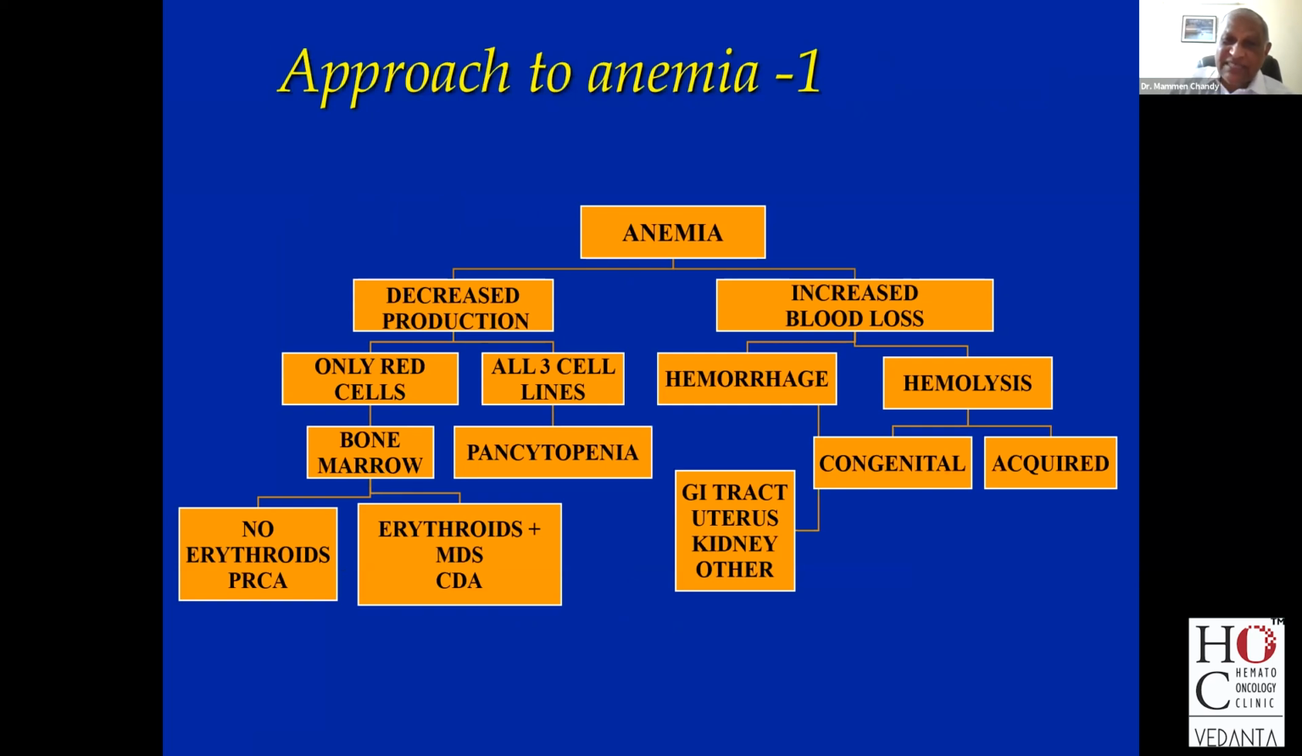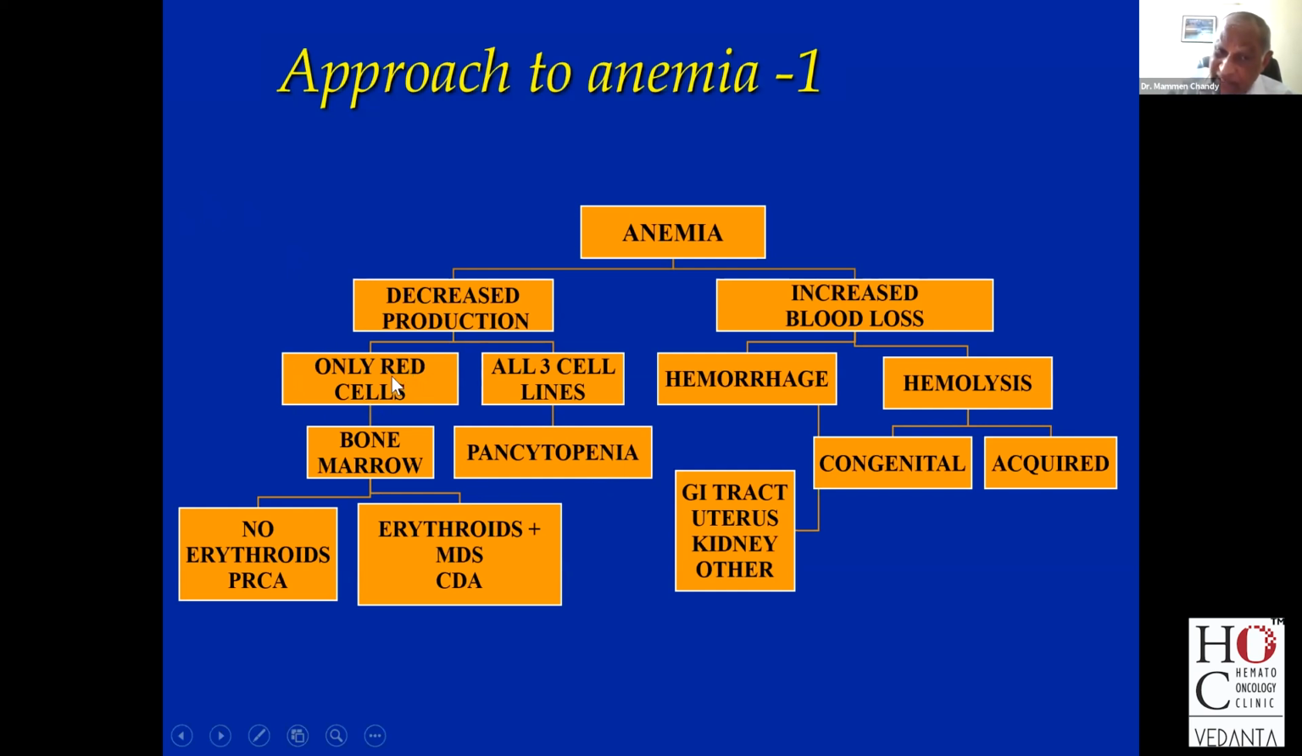Now this cartoon explains everything. A person with anemia, is it decreased production, increased loss? If it's increased loss, is it hemorrhage or is it hemolysis? If it's hemolysis, there are only two causes: congenital or acquired, and I'll come to that in a minute. If it's a production problem, then you ask yourself, is it only red cells or is it all three cell lines? So if the white cell count and the platelet count are down along with the red cells, then it's pancytopenia.